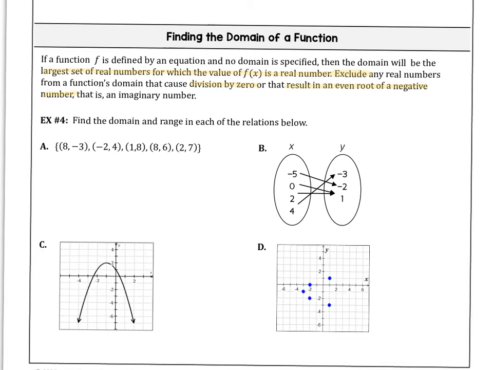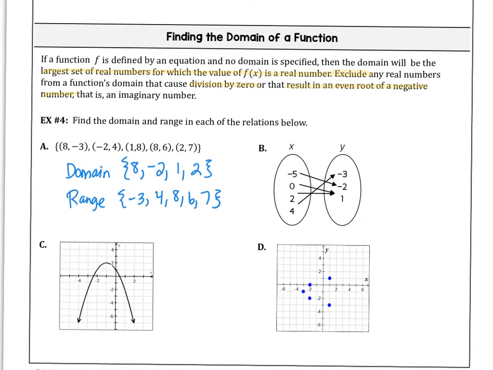So when we're looking at finding the domain, they could just list ordered pairs. If you just have ordered pairs listed, then the domain is just all your x's. So that would be 8, -2, 1. We already have 8 and 2. You don't have to list that 8 twice. It doesn't need to be in any particular order. I like to just do the order that's there. The range is your y values. So let's see, that would be the set -3, 4, 8, 6, and 7.